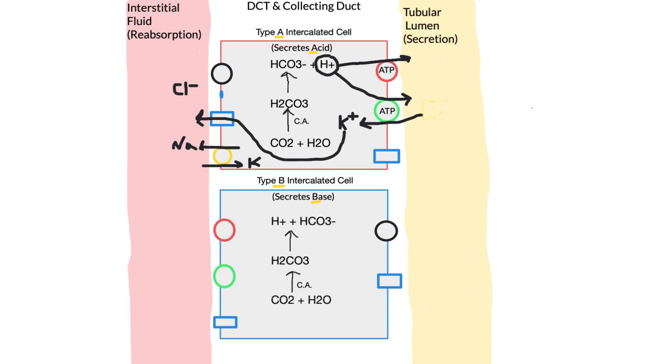In our type A cell, our main goal is to raise the pH of the blood while lowering the pH of the urine. So our second way of doing this after secreting hydrogen is to reabsorb bicarb. Now bicarb is able to go back into the blood where it'll raise the pH, and to maintain the negative charge, chloride's coming into the cell.